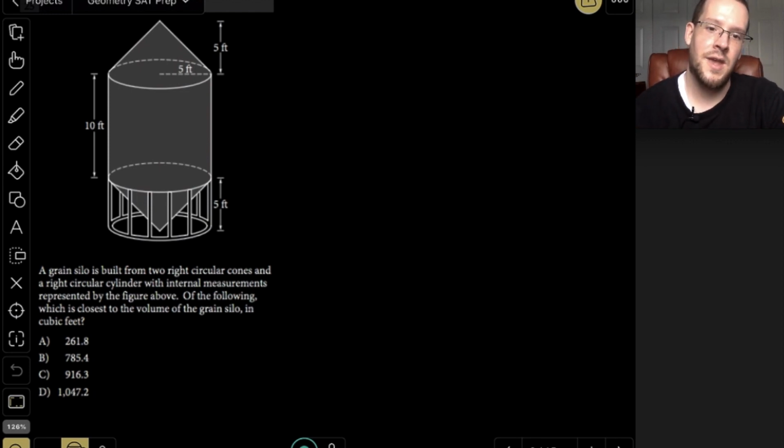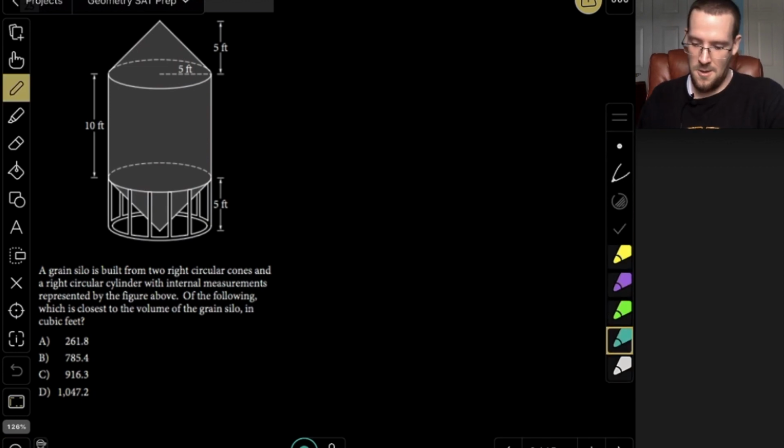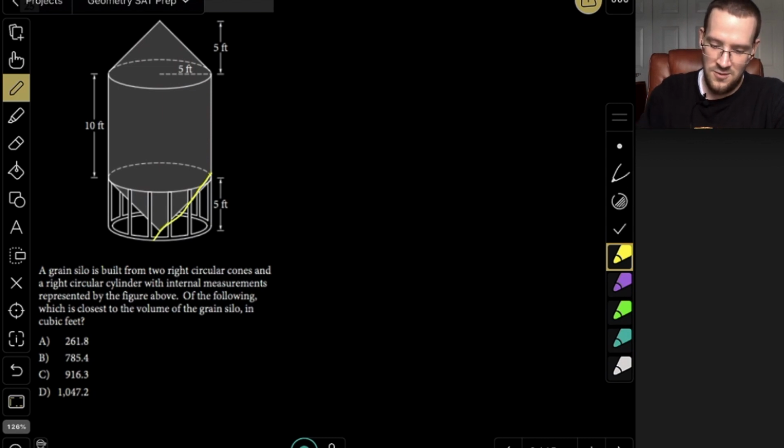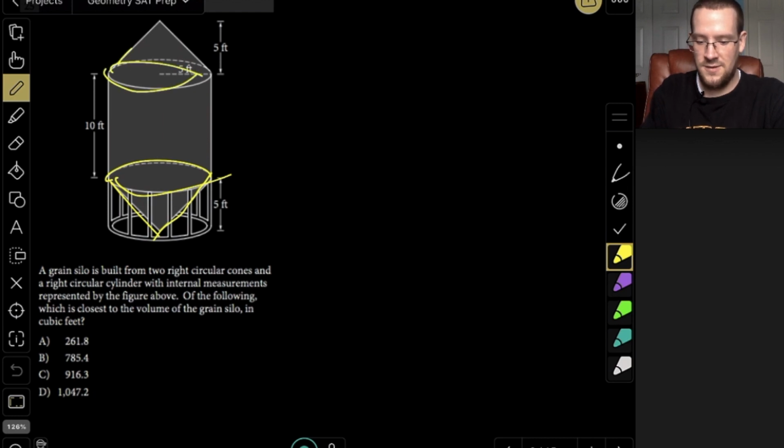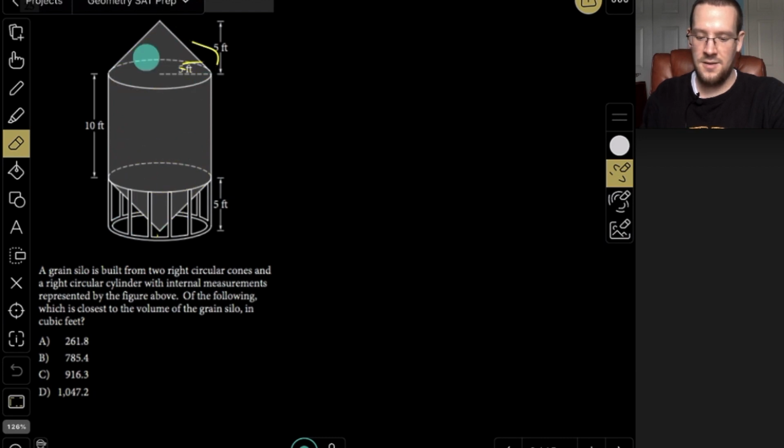Let's see what we got. We have a grain silo. Man, these silos are really out here. It is built from 2 right circular cones and a right cylinder with internal measurements represented by the figure above. Let's see. So we've got to just find the volume of this. All right, no big deal. It looks like, are these 2 figures the exact same? Yes. These 2 figures are the exact same. And how many do I have? 2. So what am I going to do? I'm going to find the volume of the one and multiply it by 2.